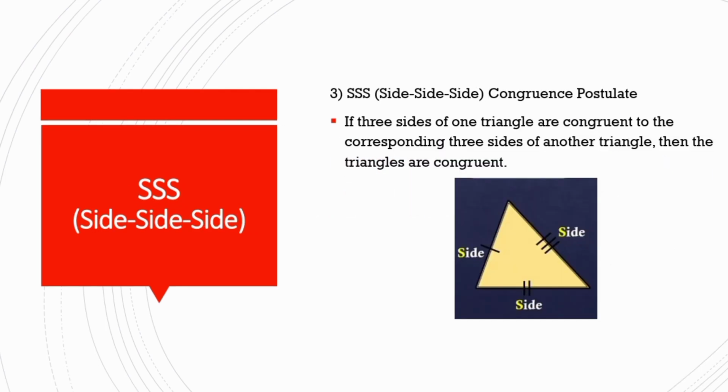Number 3 is the side-side-side congruence postulate. It says that if three sides of one triangle are congruent to the corresponding three sides of another triangle, then the triangles are congruent.